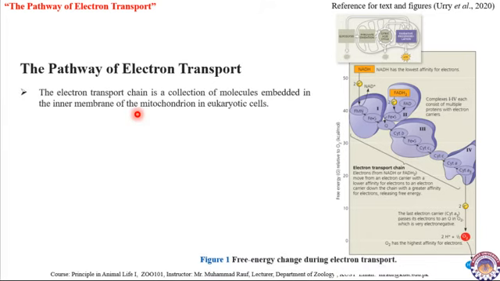The electron transport chain is a collection of molecules embedded in the inner membrane of the mitochondria in eukaryotic cells. So if you remember from the mitochondria topic, mitochondria has 2 membranes. It's a double membrane structure. The outer membrane is smoother. The inner membrane is thrown into several enfoldings which are called cristae, and these enfoldings are to increase the surface area.